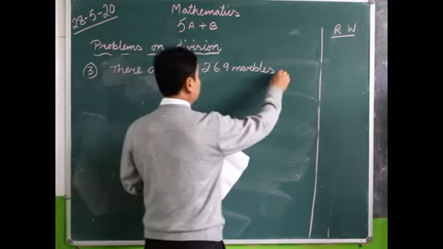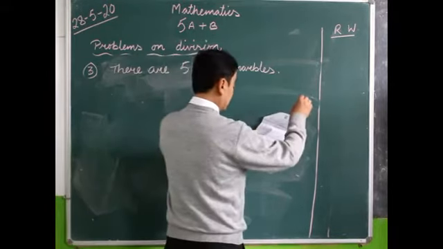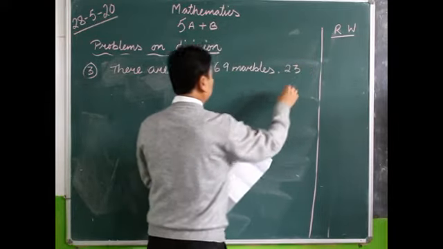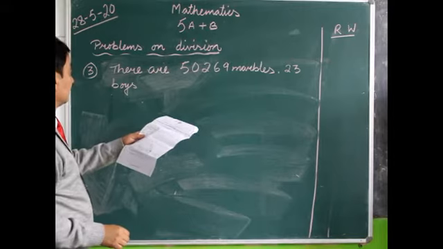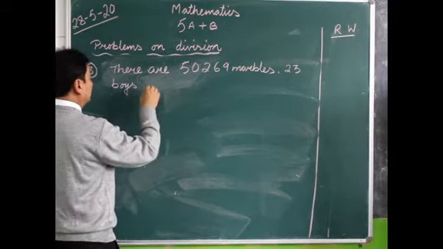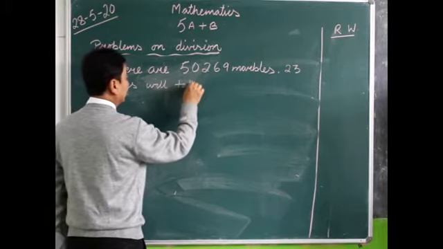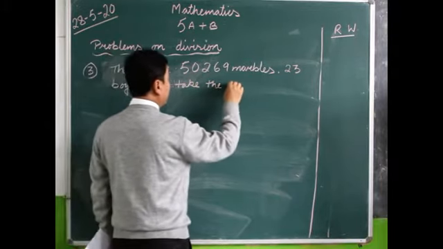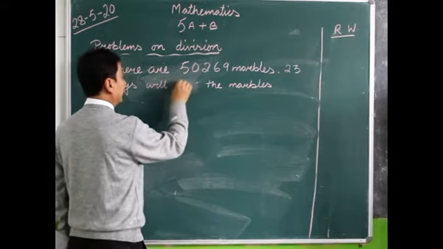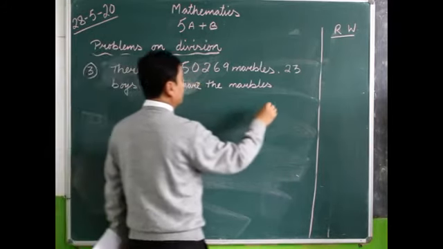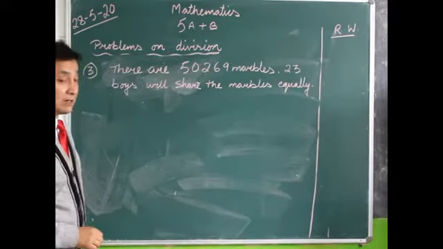50,269 marbles have to be distributed among 23 friends. 23 boys will take the marbles, or 23 boys will share the marbles equally. Okay? 23 boys will share the marbles equally.